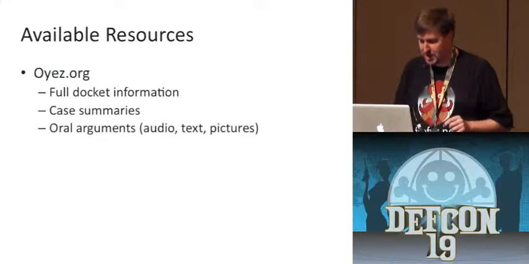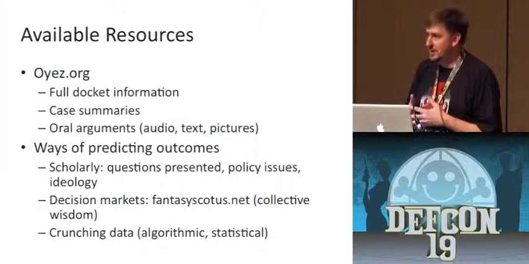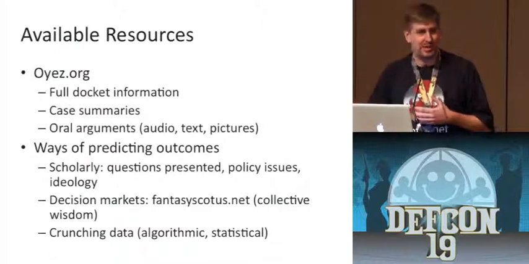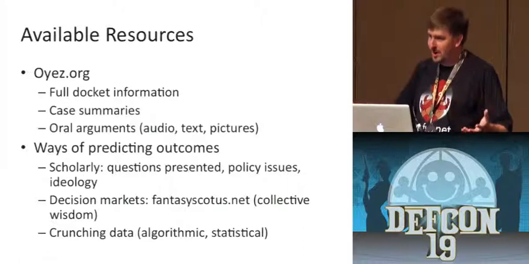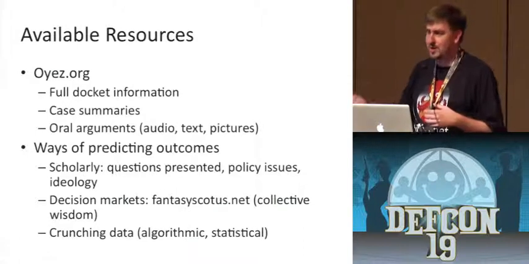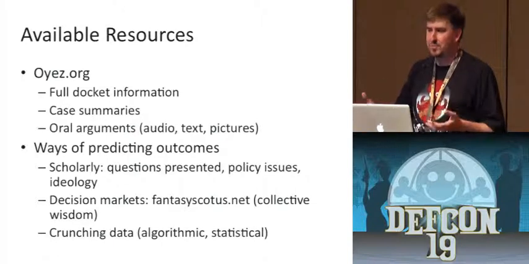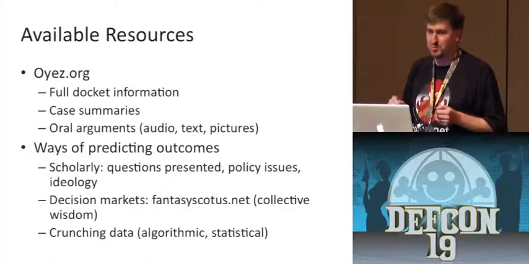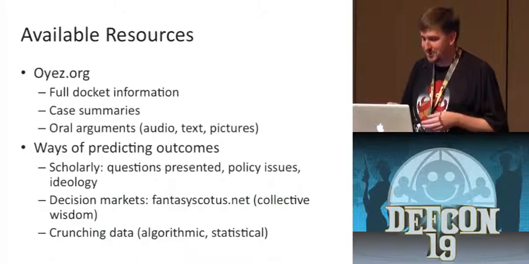So that's one resource. The other thing is we already have several ways of predicting case outcomes. One is the scholarly way, right? We're going to study the questions that the court is being asked to answer. We're going to research the policy issues that underlie those questions. We're going to understand the ideologies of the justices who will be voting on this, and we're going to make a prediction based on that. So this is like the mainstream theory of predicting what the court is going to do. This is what Dahlia Lithwick or whoever is on NPR these days is doing.